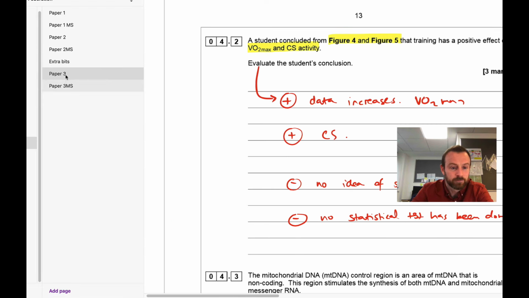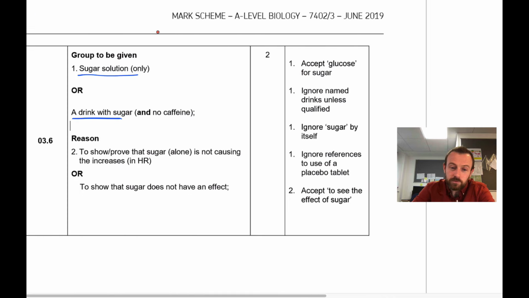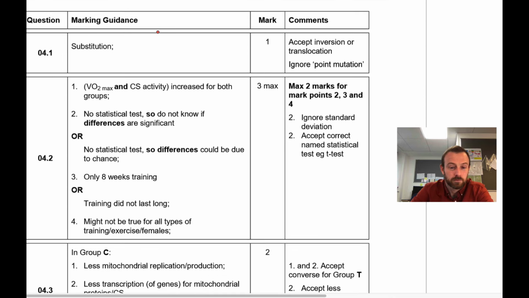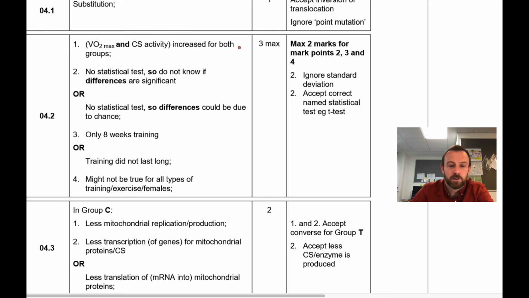Right, let's see the mark scheme. Okay, so the first mark for the data, that is good. Got that one. Both VO2 max and citrate synthase activity increase for both groups. So no statistical test. We've got to make sure that when we give this point, we kind of elaborate and use the right language. No statistical test, so we don't know if the differences are significant. And then might not be true in females. Said that.